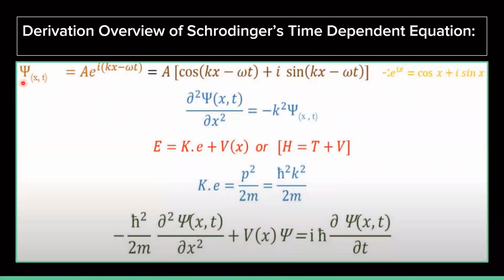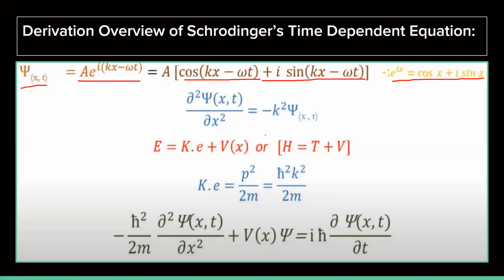For this, I have considered psi of x,t equals A e power i into (kx minus omega t), where psi of x,t is the wave function, and this is an equation in polar form. To convert this into Cartesian form, we use a small mathematical identity: e power i theta equals cos theta plus i sin theta, where theta is nothing but (kx minus omega t). So we get this equation. This is the initial equation for the entire derivation, so just keep it in mind.